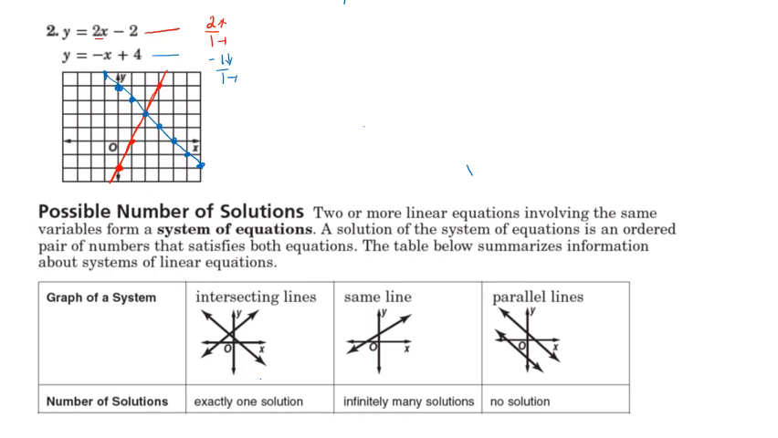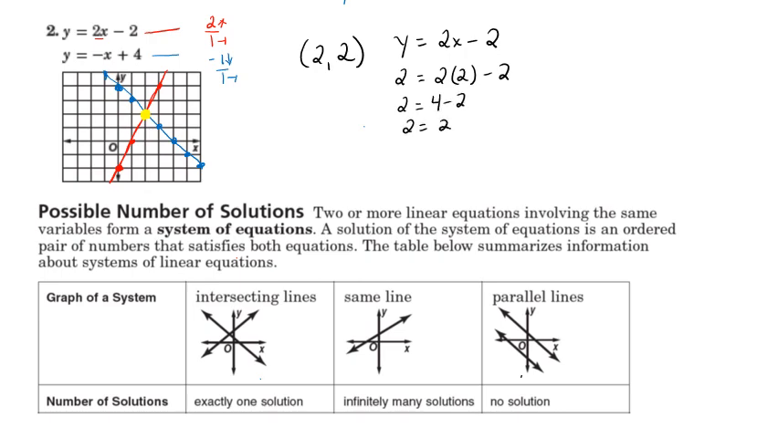This point here that they have in common, that is the solution to both equations. So that is the point 2 for x and 2 for y. If you substitute those into the equation, so if we substitute into this one first, I'm going to put 2 in for y and 2 in for x, and I get 2 equals 4 minus 2, so I get 2 equals 2, so it works in that equation.